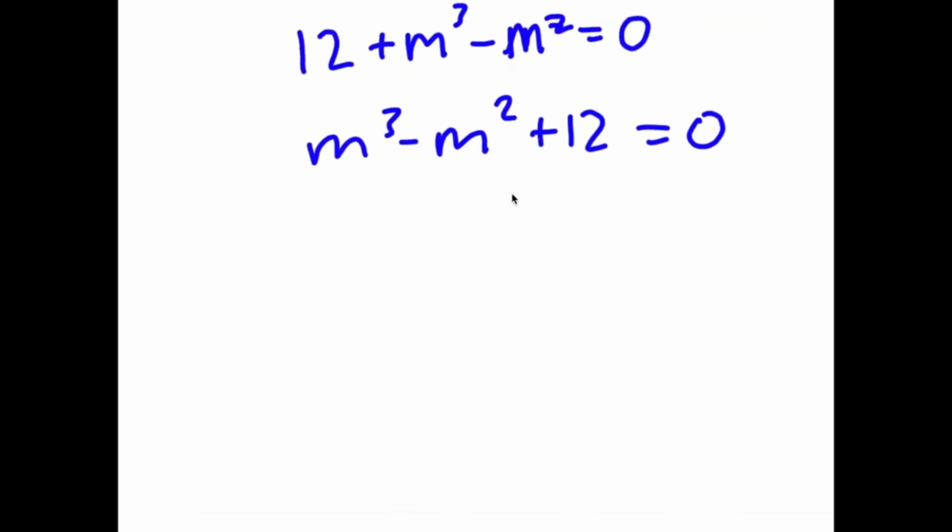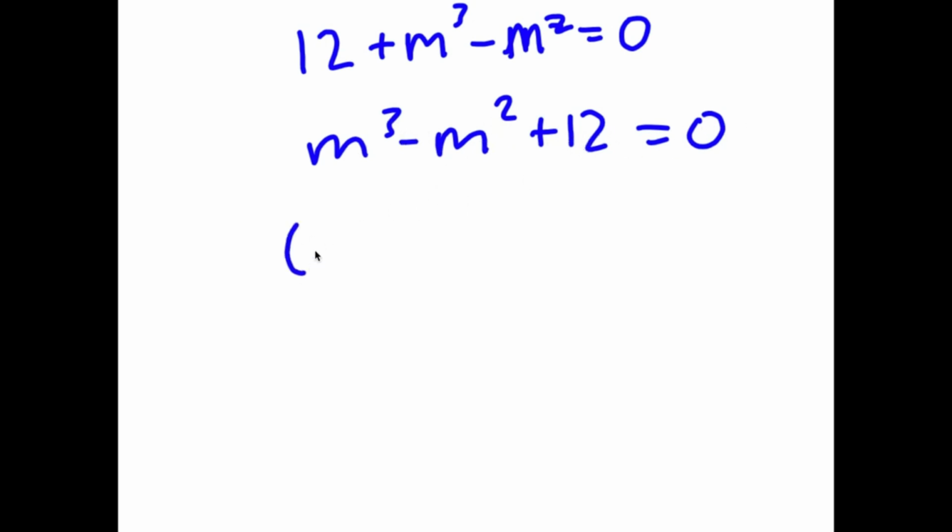Now to find all the solutions for this equation, I need to first start by finding one and use that one solution to find the other ones. We're going to do that by simply plugging in values until we find one. If we start with 1, obviously if we plug in 1, it wouldn't work. 2: if we plug in 2, we have 2 to the power of 3, which is 8. 8 minus 4 is 4. 4 plus 12 is 16. 16 does not equal 0.